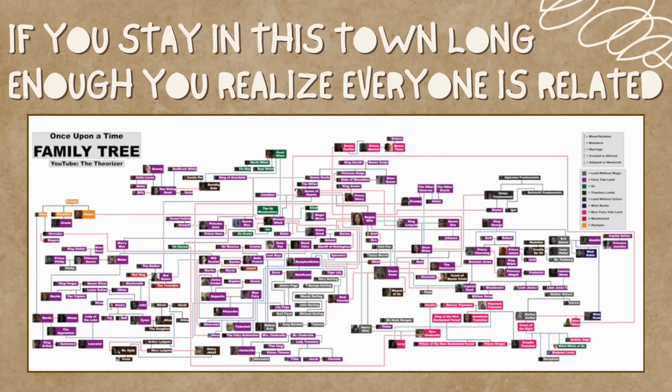As the character of Captain Hook once said, if you stay in this town long enough, you realize everyone is related. And we can kind of clearly see that in this picture, which is composed of all of the relationships through all the seasons of the series.